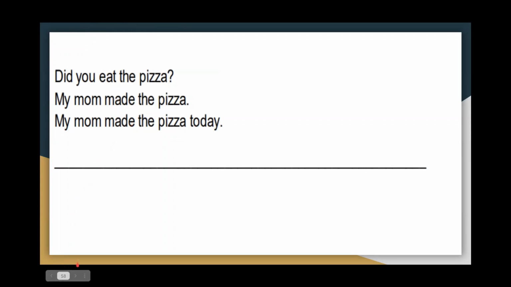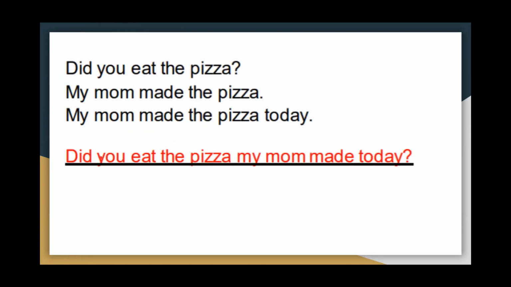Okay, boys and girls, welcome back. Let's see what you came up with. Here is a sentence that you can make combining all these three sentences. Did you eat the pizza my mom made today? So you combined the first sentence, did you eat the pizza my mom made? So the pizza my mom made, and when did she make it? Today. So it combines all the elements of the three sentences, but into one strong sentence. Excellent work combining sentences, boys and girls.